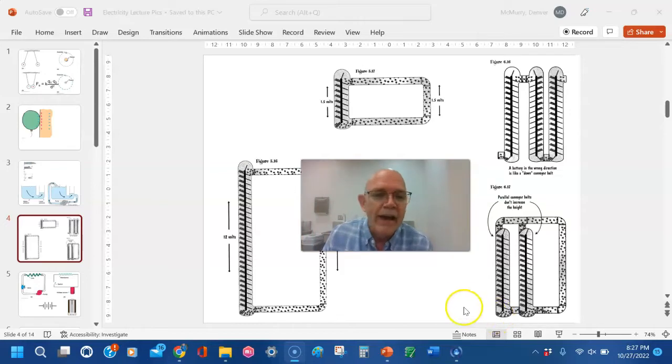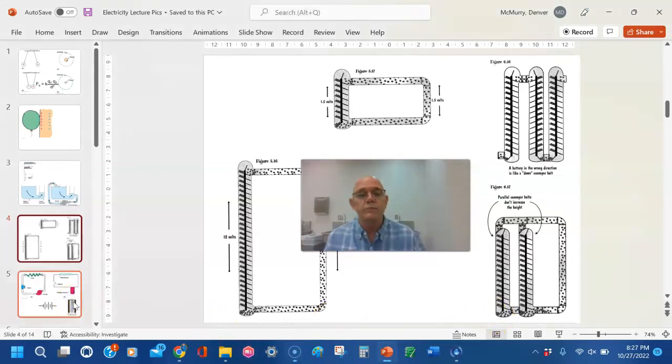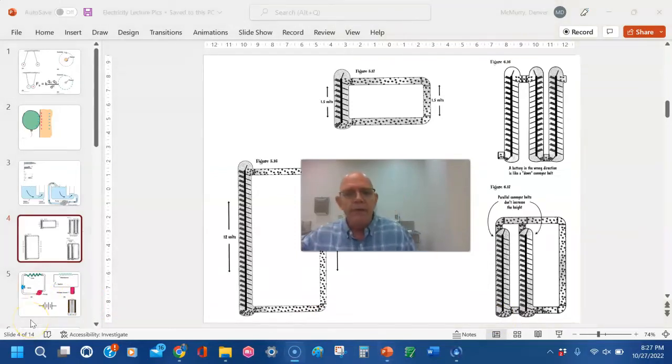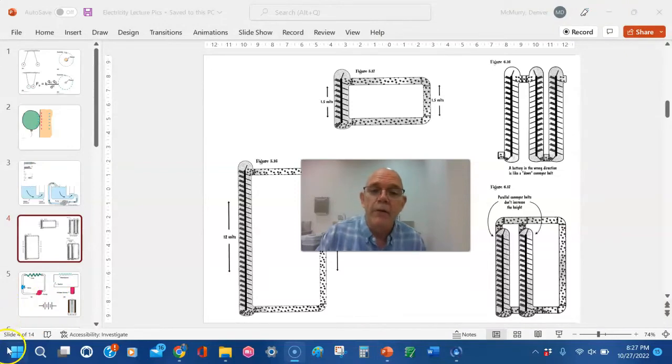Now how does a battery do that? Well, let's talk about batteries for a second. Let me get some examples and I will be right back. First, let's talk about when is a battery not a battery? Let's talk about cells versus batteries.